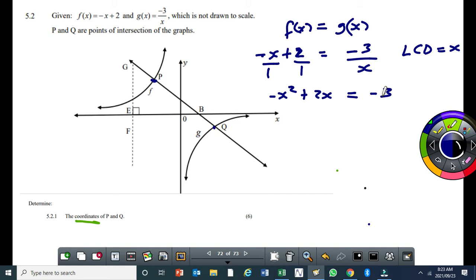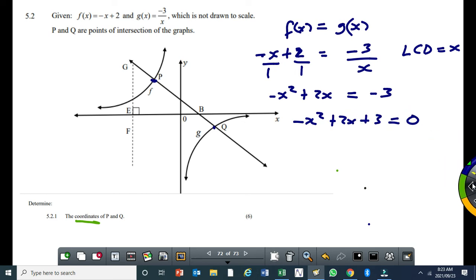Then from here, you get minus x squared plus 2x plus 3 equal to 0. Now, that becomes a quadratic equation. For me to carry on here, it's better to make the coefficient of x squared positive. So I can divide each term by minus 1. You can show that if you want. That will be equal to x squared minus 2x minus 3 equal to 0.